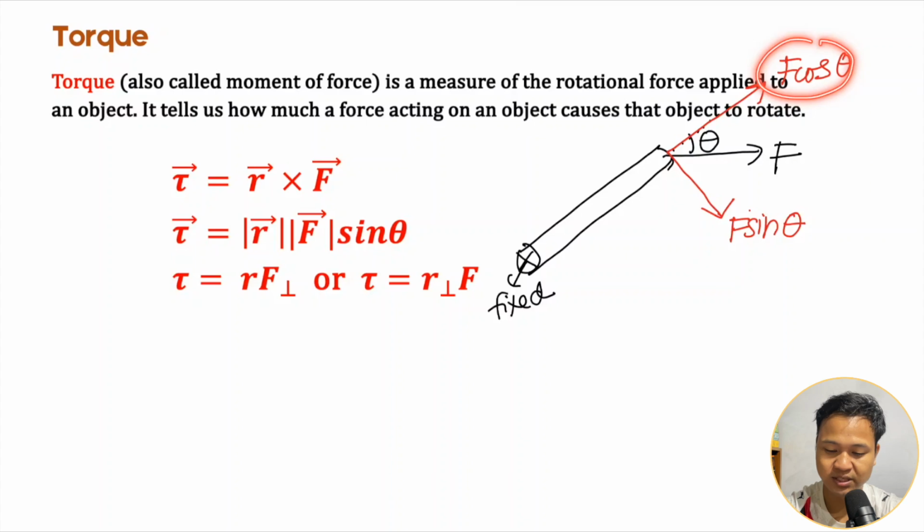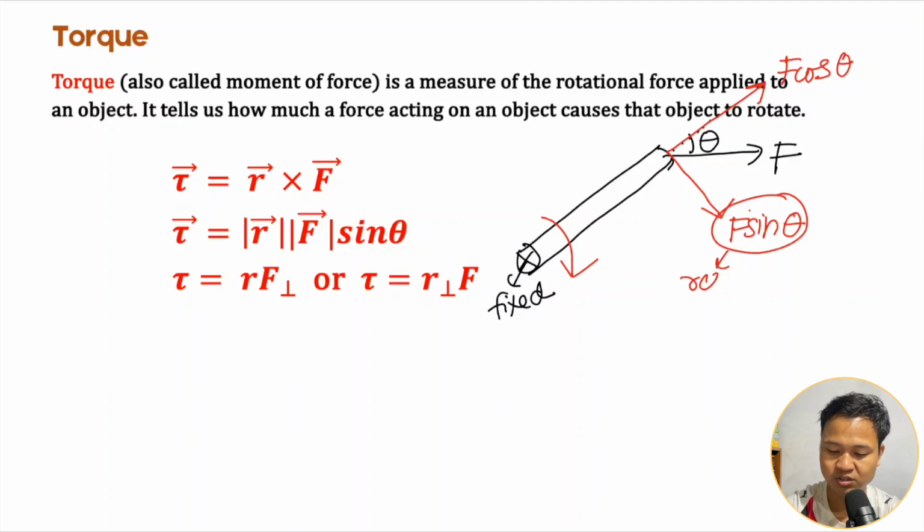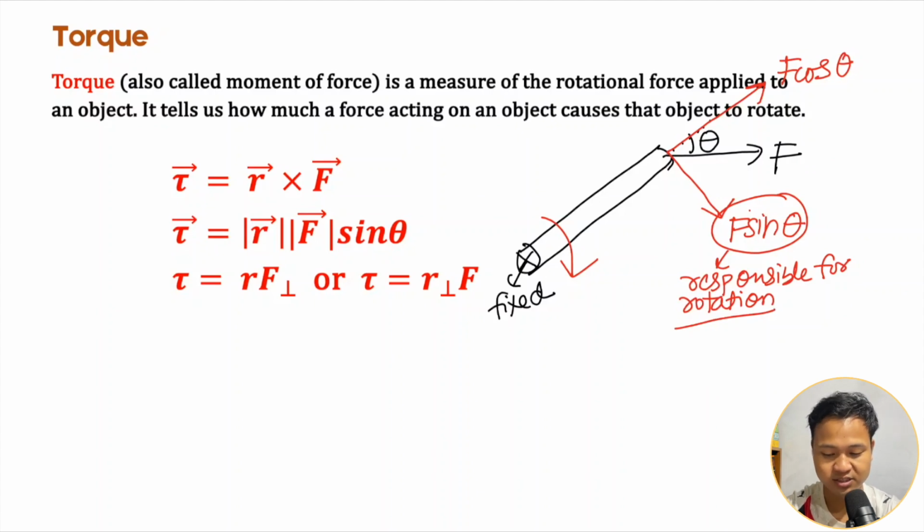So now the rod is going to rotate like this, clockwise, due to this force. Okay, so this force is responsible for rotation. So there is a force responsible for rotation, and that creates torque.